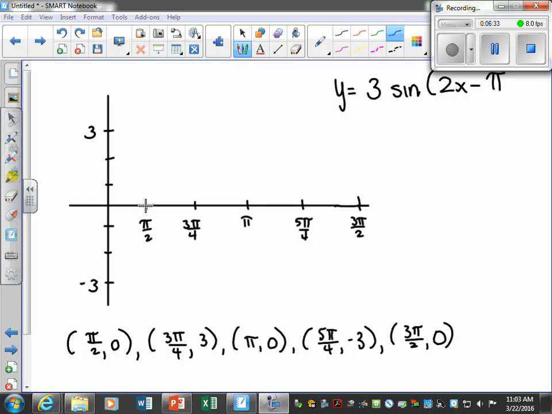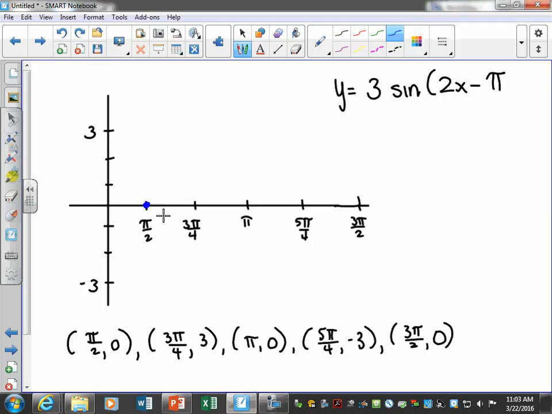So you go over x value of pi over 2, y value of 0. Let's put an ordered pair there. 3 pi over 4, comma 3. What I have is up here: pi, 0; 5 pi fourths, -3; 3 pi over 2, 0. Let's try to do a good job sketching that. And there we go. That is our y equals 3 sine of 2x minus pi.